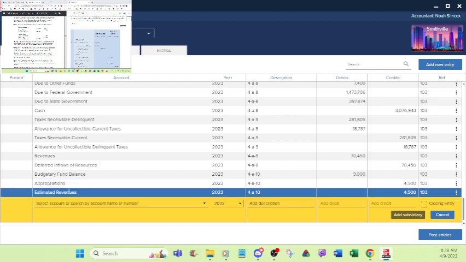This does not affect the government-wide accounting records.